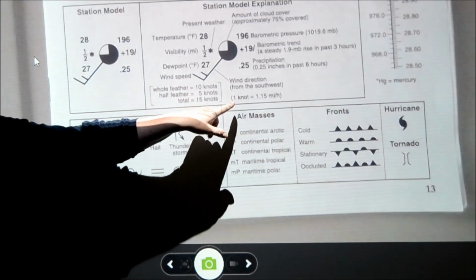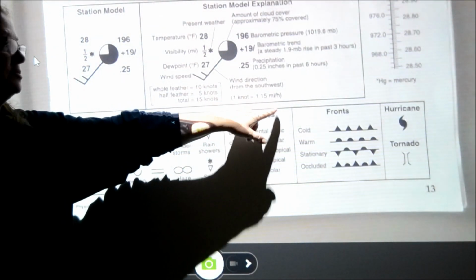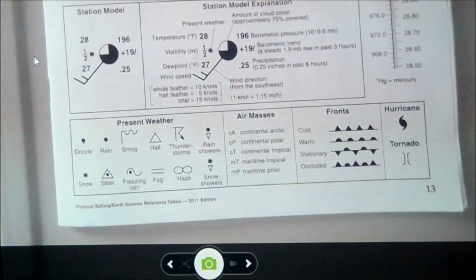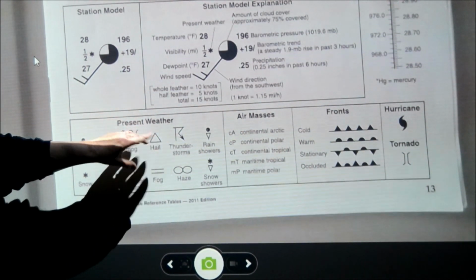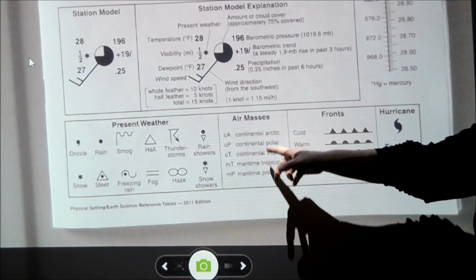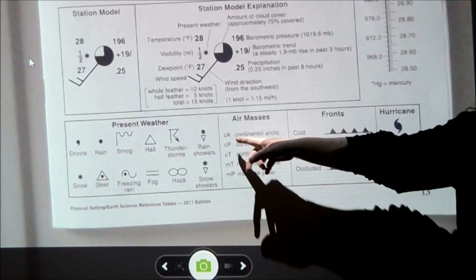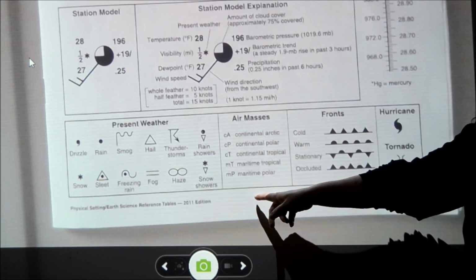Now, they also tell you what 1 knot is. 1 knot equals 1.15 miles per hour. All right? So here are your present weather symbols. That goes there. Here are all your symbols for your air masses. Remember, the first letter is lowercase, the second letter is uppercase. So those are all 5.